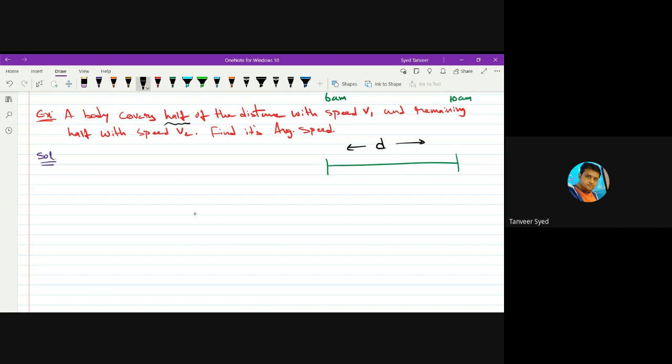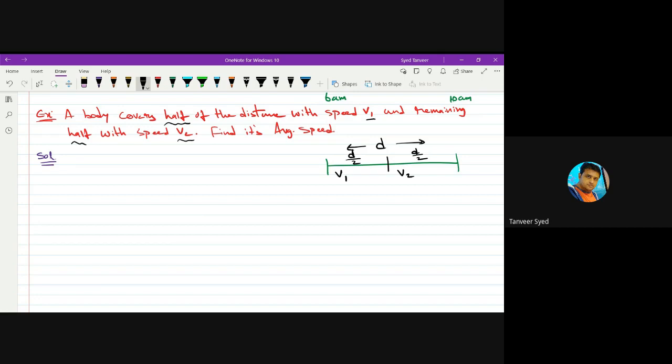First half of the distance. That means this part. How much is it if total distance is d? This half is d by 2. This half is d by 2. This d by 2 distance is covered with a speed v1. Speed here is v1. Okay. Then remaining half, that means second half, which will be another d by 2 with speed v2. So here for second half of the journey, speed is v2.